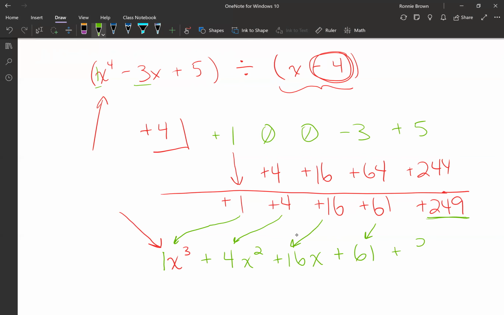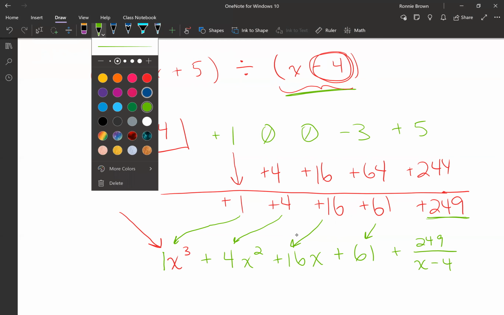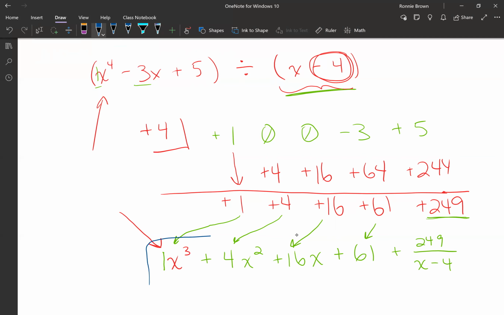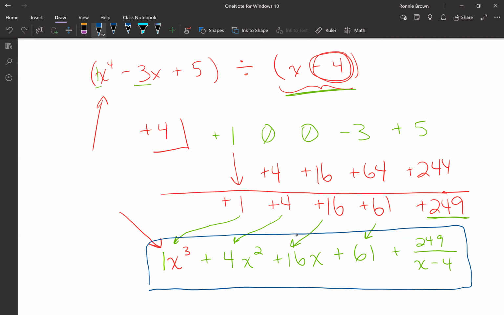So in doing polynomial long division, we write our remainder as positive 249, and we write it over our divisor. Our divisor was x minus 4, so we write it over x minus 4. So then we can go ahead and say this is our answer. I'll box it in: x to the third plus 4x squared plus 16x plus 61 plus 249 over x minus 4. And of course, in the beginning, that leading term, you can choose to write the 1 or not.